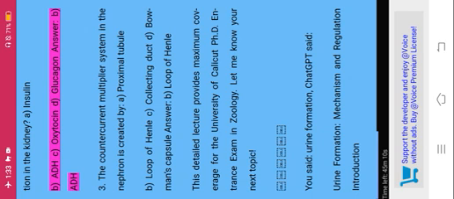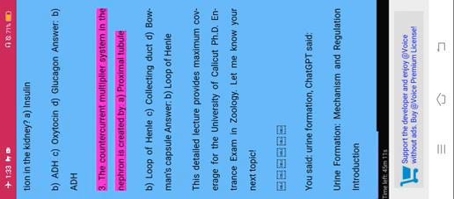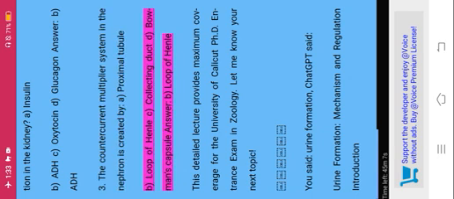2. Which hormone promotes water reabsorption in the kidney? A. Insulin. B. ADH. C. Oxytocin. D. Glucagon. Answer: B. ADH. 3. The countercurrent multiplier system in the nephron is created by: A. Proximal tubule. B. Loop of Henle. C. Collecting duct. D. Bowman's capsule. Answer: B. Loop of Henle.